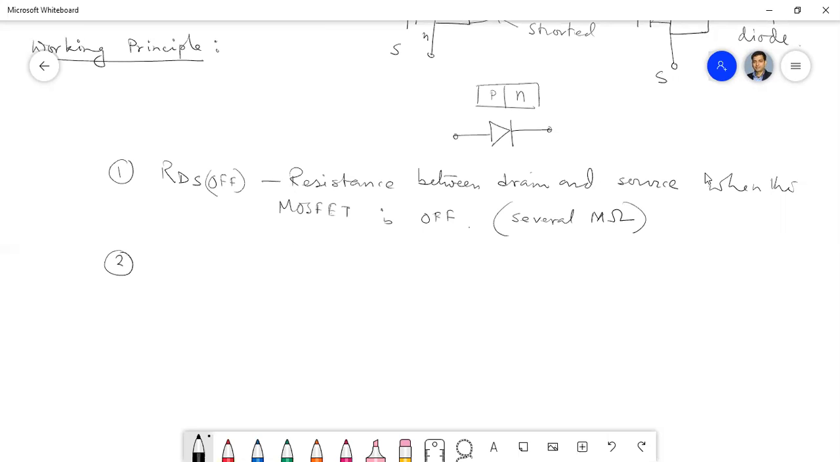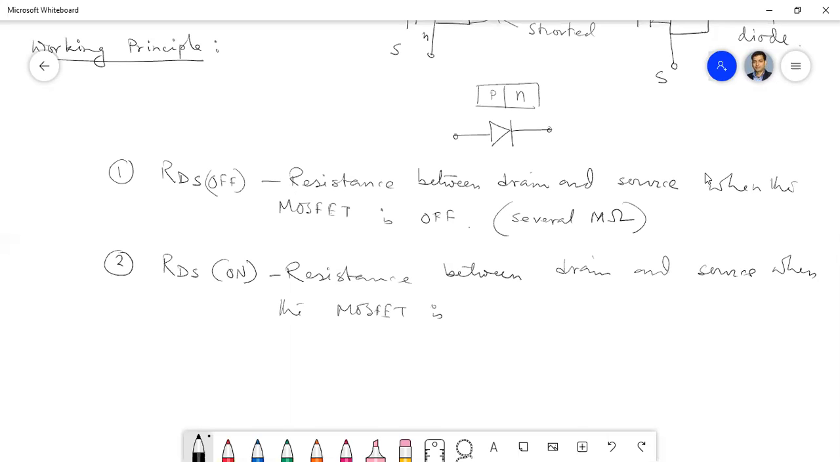Now the second parameter is the RDS on. Again the same thing, resistance between drain and source when the MOSFET is on. Okay, and it should be as low as possible.